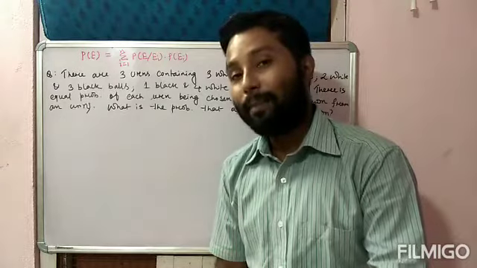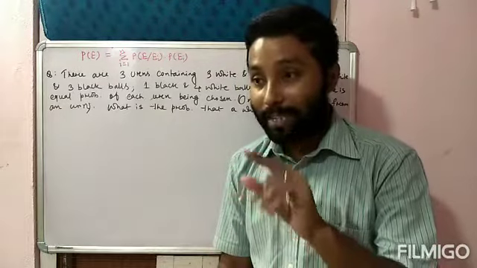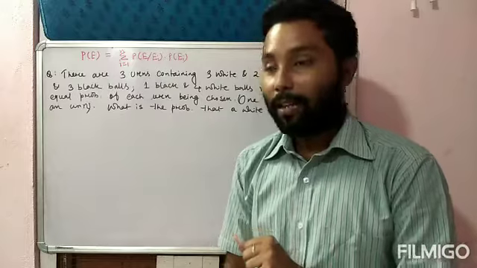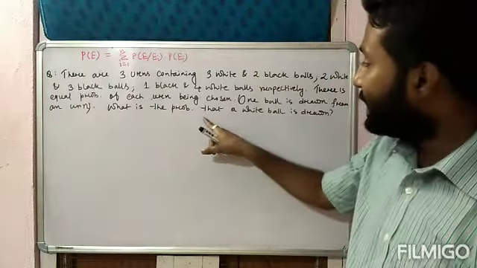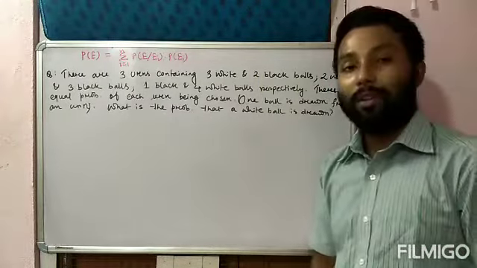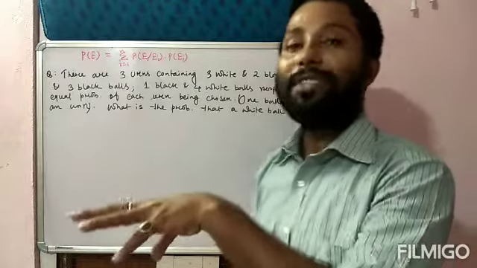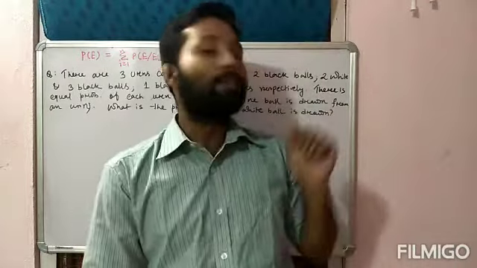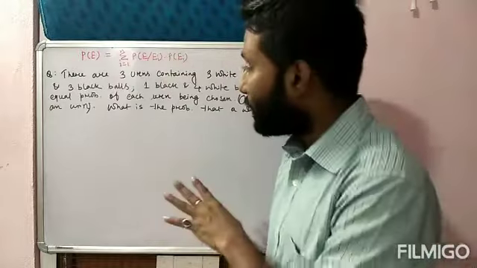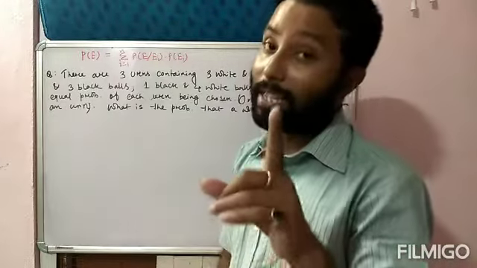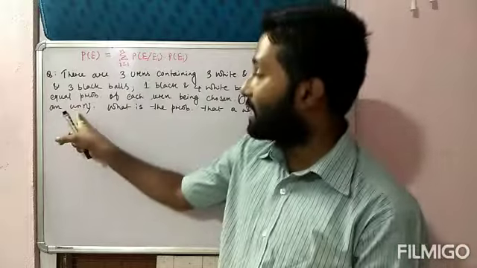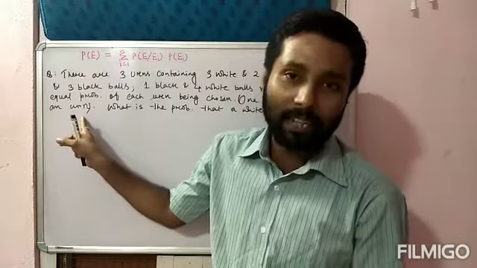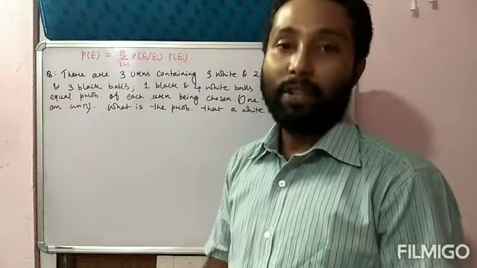You have to select a ball, but it is not mentioned from which urn. Okay, what is the probability that it is a white ball? The ball which you have to select, the color of that ball is white, but it is not mentioned from which urn. So that's why it is a theorem of total probability. If it is mentioned from the first or second or third urn, then it will be a Bayes theorem related question.